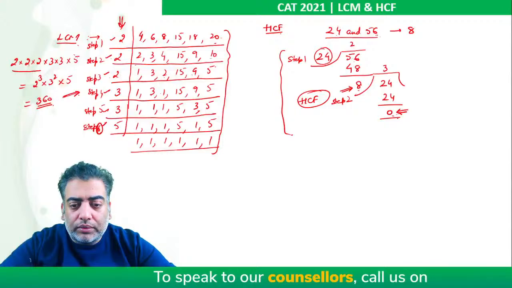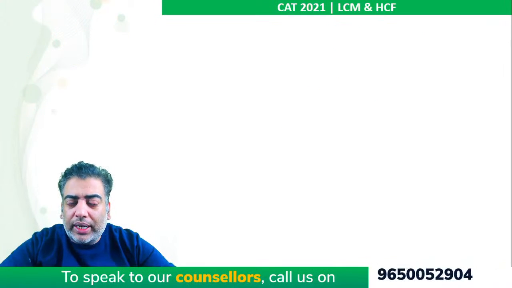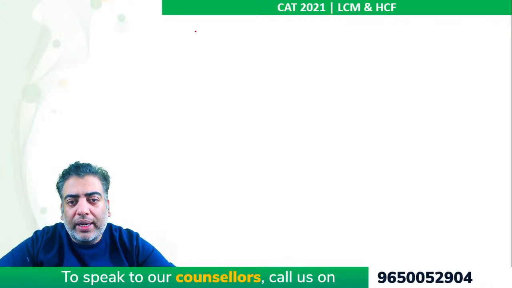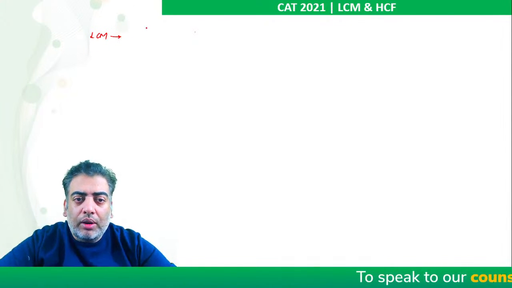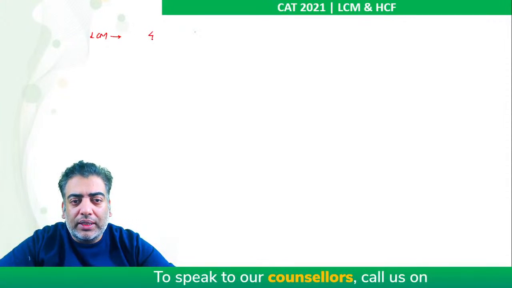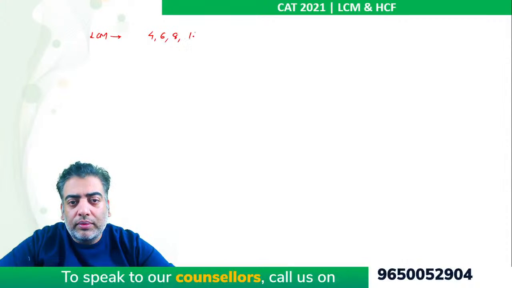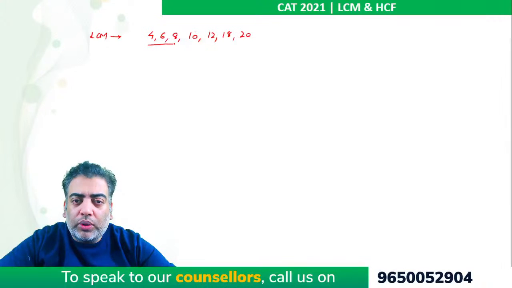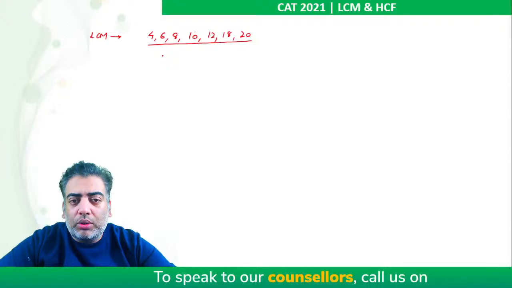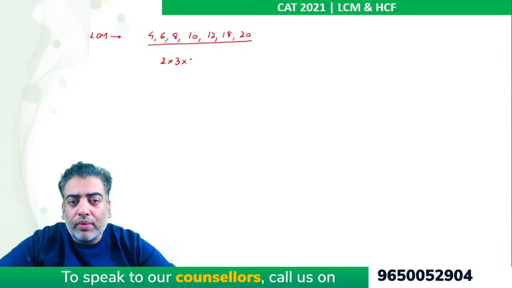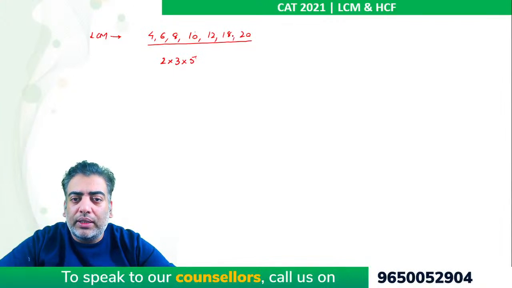Okay, now let's scale it up. So when it comes to finding LCM of a few numbers, instead of using the standard methods that we used in our school days, what we can do is, if we are required LCM of let's say 4, 6, 8, 10, 12, 18 and 20, what I will be looking at is what all prime numbers are factors of these numbers. So we can clearly see 2, 3 and 5 are the only factors of these numbers.